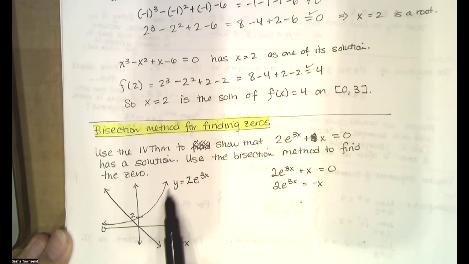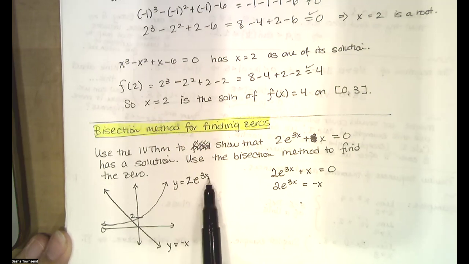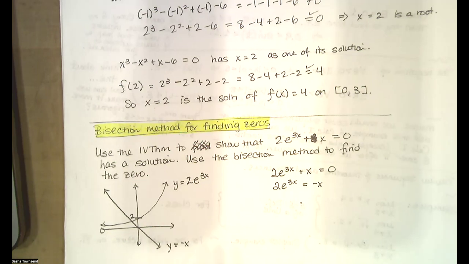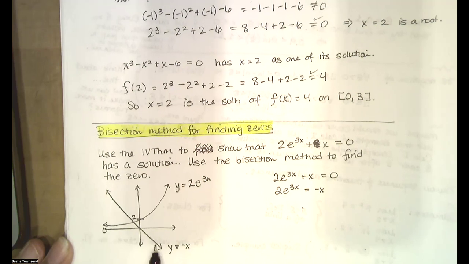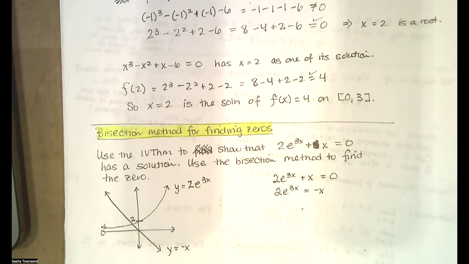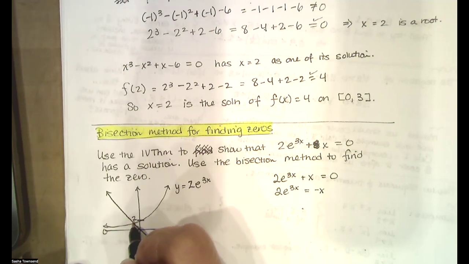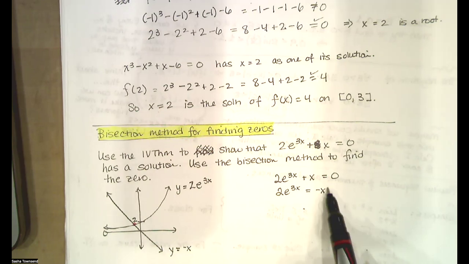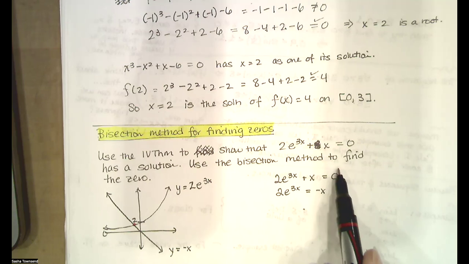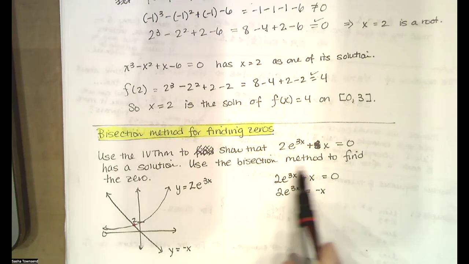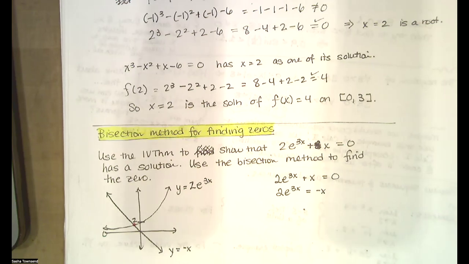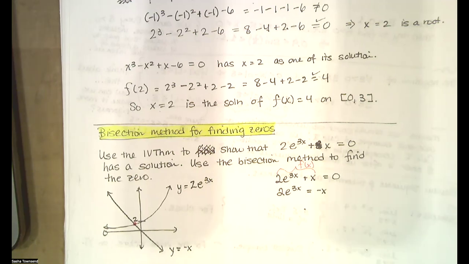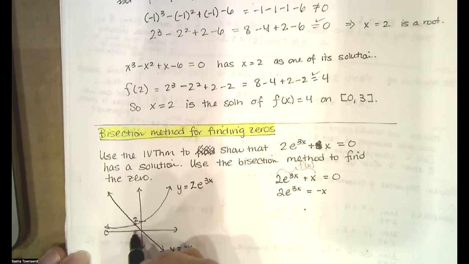2 times e to the 3x looks like this. When x is equal to 0, y is equal to 2, and then it has that shape we're accustomed to for exponential functions. And y equals negative x is just a line with a slope of -1. So I would expect my 0 to be the point of intersection of those two curves. In other words, the x value that satisfies this equation is the same as the x value that satisfies this equation, and the x value that satisfies this equation is called the 0 of this function, where f of x is this sum of the exponential function and the linear function.